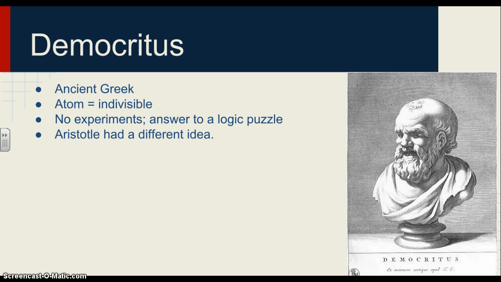But a much more famous Greek named Aristotle had a different idea about matter, that everything was made up of these things he called elements: earth, fire, wind, and water. Sometimes spirit was added into this, and because Aristotle was so much more well known and his ideas were more accepted, Democritus's ideas fell by the wayside.